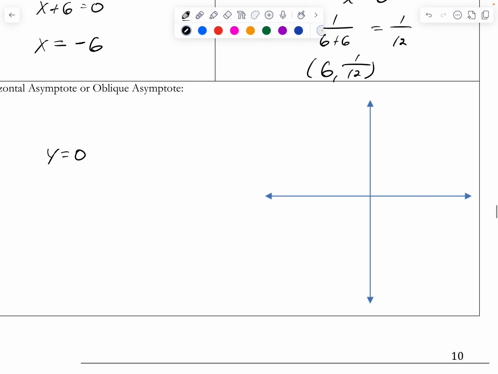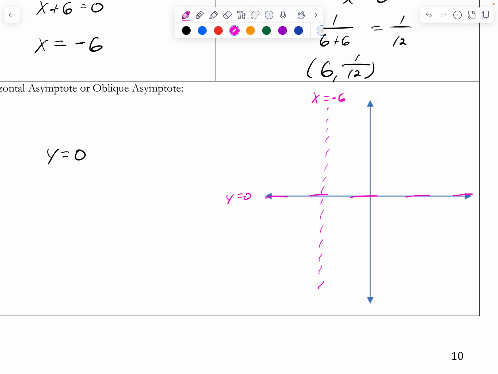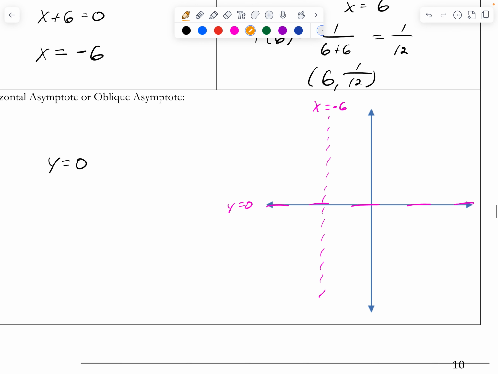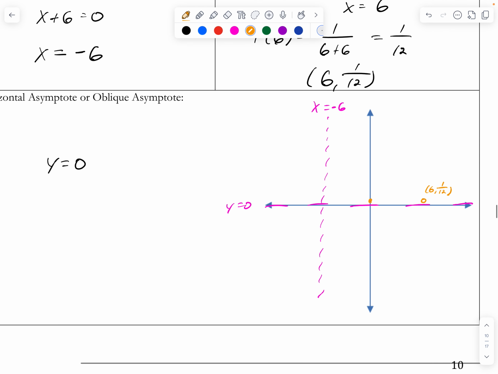All right, so if I graph all that stuff, I've got y equals 0, horizontal asymptote, x equals negative 6, vertical asymptote. I've got 6 comma 1/12 is a hole, right? 6 comma 1/12. My y-intercept was 0 comma 1/6. I don't have any x-intercepts, so I'm going to make my curve. Make sure to go through the hole, but not actually, right? Draw your arrows.